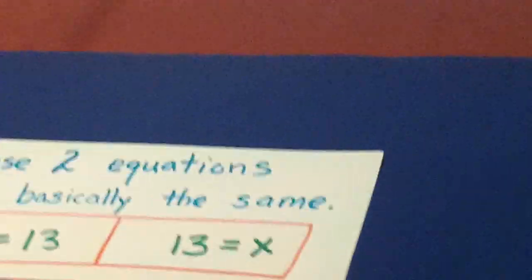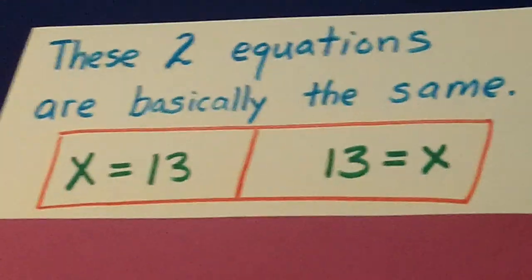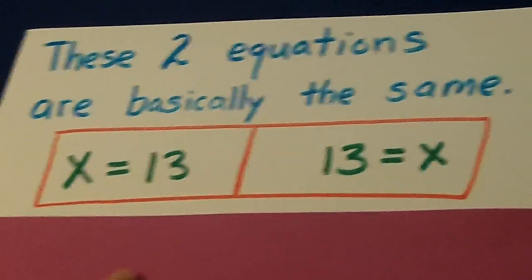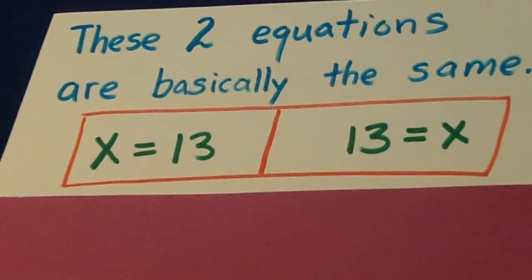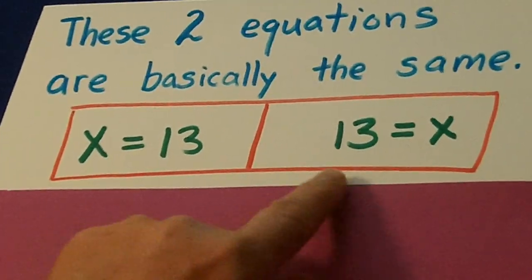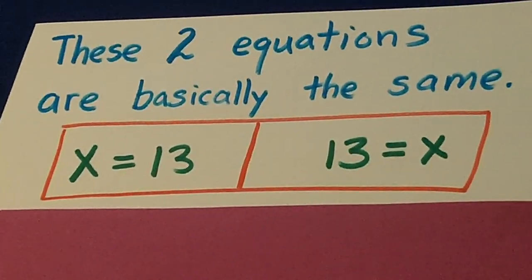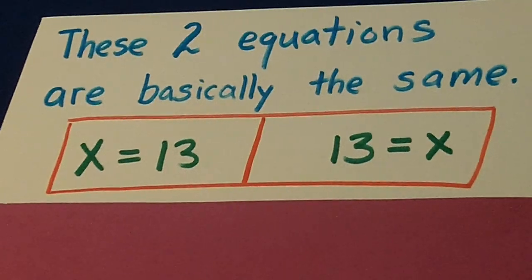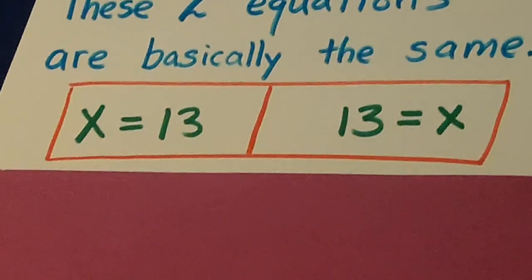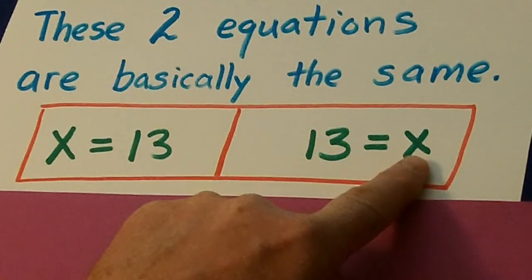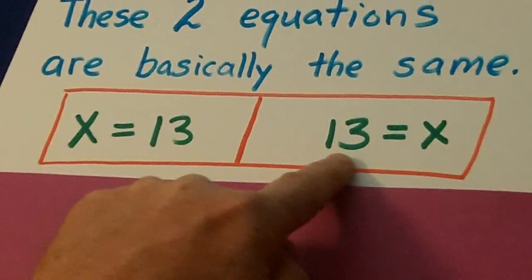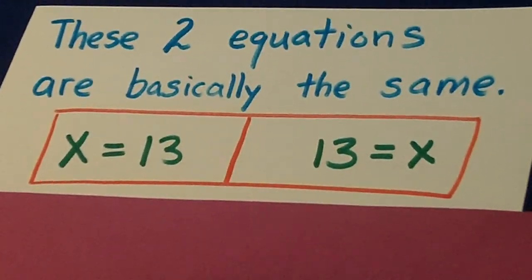Also in our equations unit, we really need to understand this very basic concept. X equals 13 is basically just the same as 13 equals x. We'll have to remember that for later on when sometimes x will be on the left side and sometimes it'll be on the right side, but these two answers are the same.